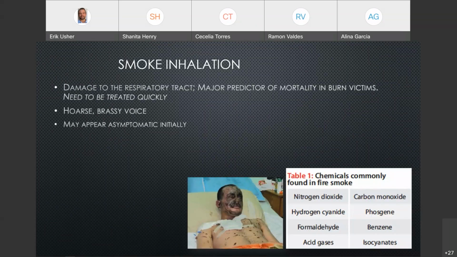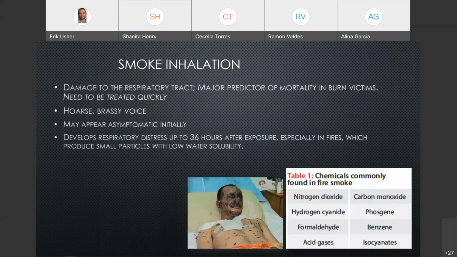Hoarse, brassy voice. They may appear asymptomatic initially, but they develop respiratory distress, and it could be up to 36 hours after exposure, especially in fires that produce these small particles with low water solubility. And think about it.